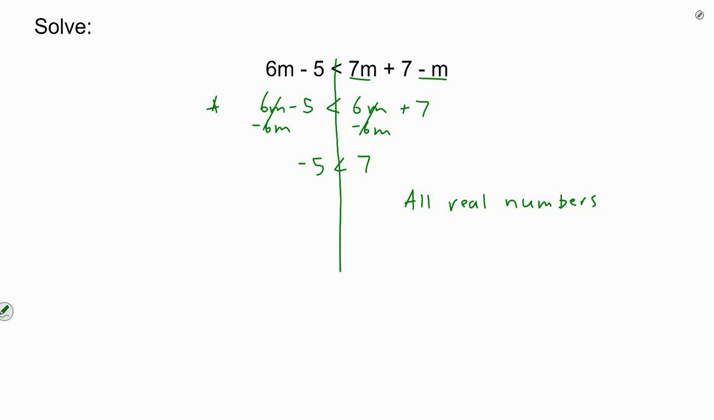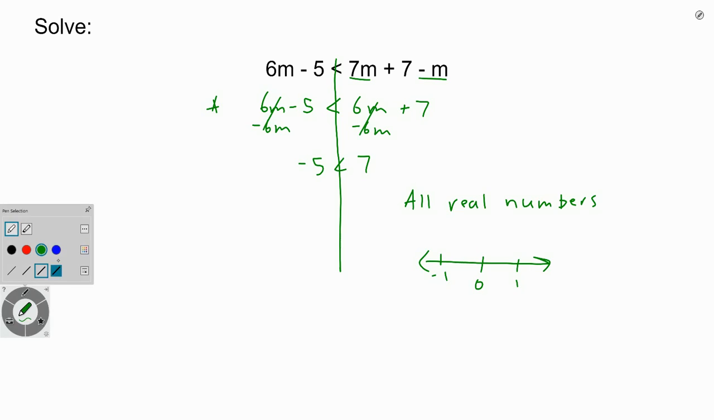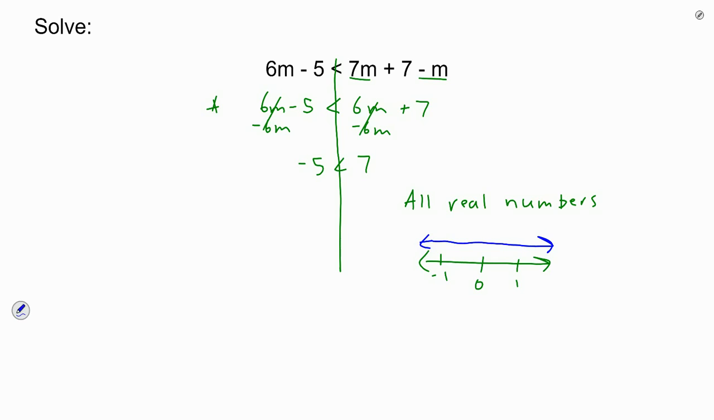So this case is a special one: when we solve and we get a true statement, that's when we have all reals. Now, if we were to graph this on a number line, it's actually a really easy graph. All you would do is we would have a number line. Let me change colors here. And if we're looking at all reals, that's just the number line. So we would draw an arrow or a line with an arrow going in both directions because it's all real numbers. It's every possible number you can think of works.